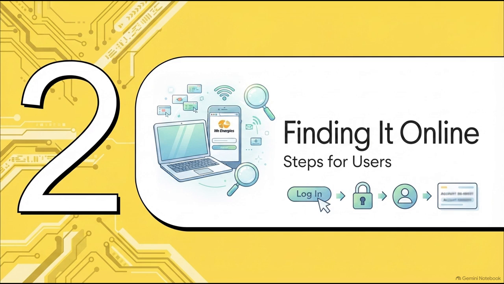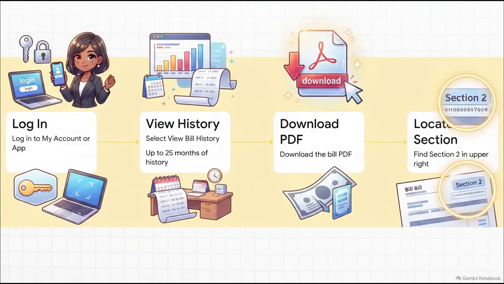Moving right along to Section 2, finding it online. Let's cover the steps for registered users. If you're already set up, the step-by-step process is a breeze. First, just log into the We Energies My Account portal. Next, navigate over to the View Bill History tool. And what's really fantastic here is that the portal stores up to 24 months of your statements. Actually, scratch that. It's up to 25 months if you're enrolled in paper-free billing. Just click on any historical statement to download a secure PDF.